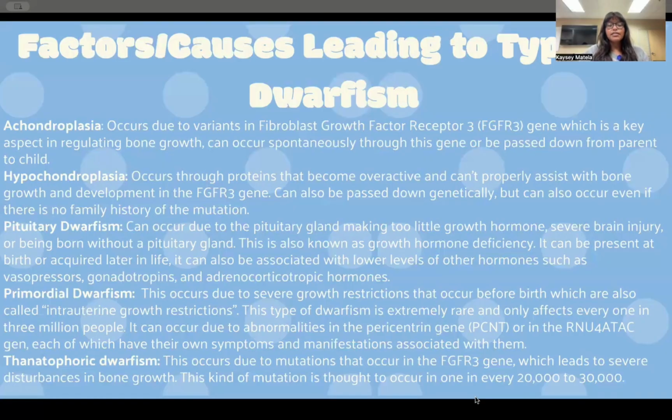Gonadotrophic dwarfism. This occurs due to mutations in the FGFR3 gene, which lead to severe disturbances in bone growth. This kind of mutation only occurs in 1 in every 20 to 30,000 people.